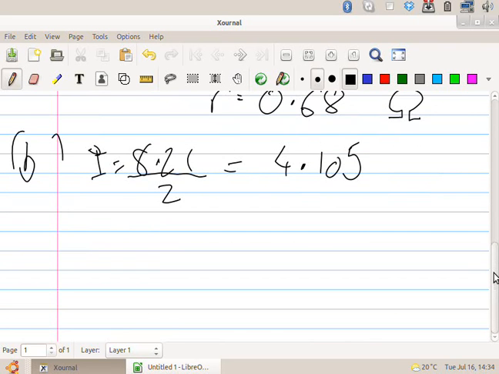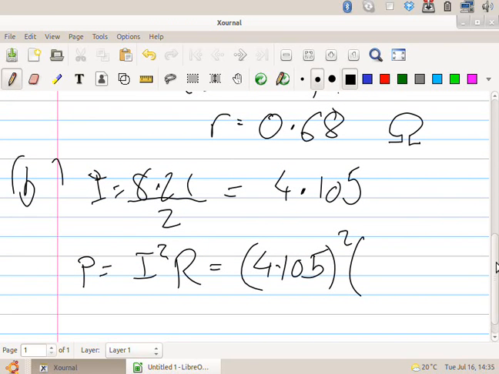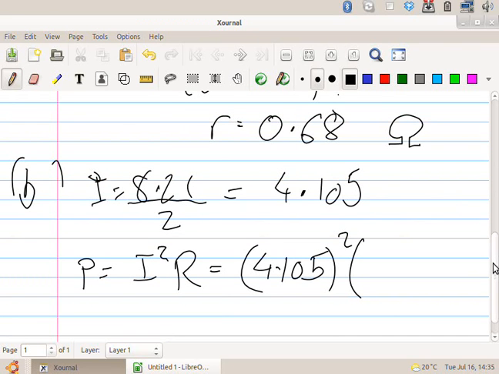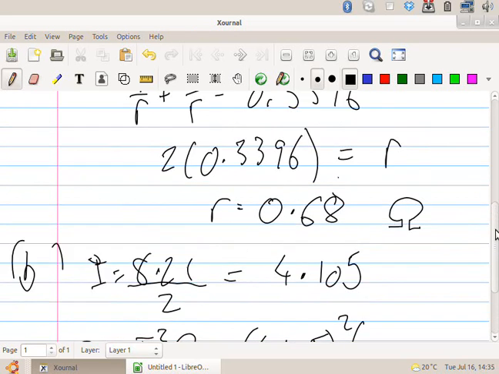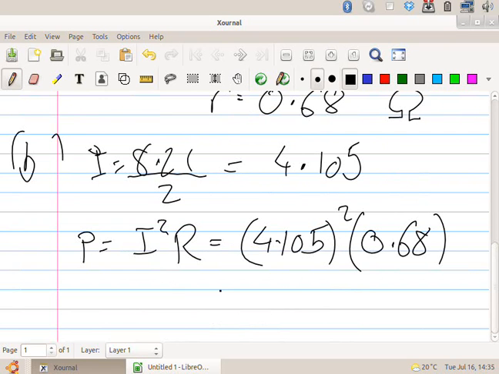And in fact, rather than using IV and worrying about the V, I'll use the other formula for power. Does anyone know the other one? I squared R. Very good. So that's 4.105 squared. Now what's the resistance here? Oh, sorry. My bad. What is it, the resistance here? Does he say, sorry? Oh wait, no, we know the resistance. He's talking about one battery, isn't he? So the resistance is going to be 0.68. Okay. What's that, please? Can you calculate? 11.46. You sure? 11.46. Okay.